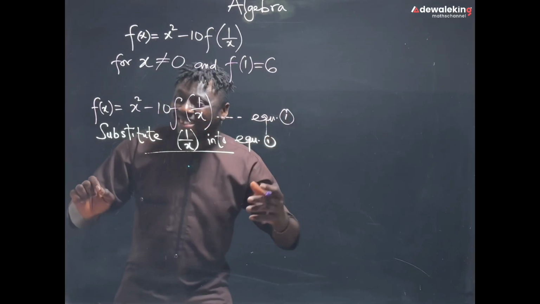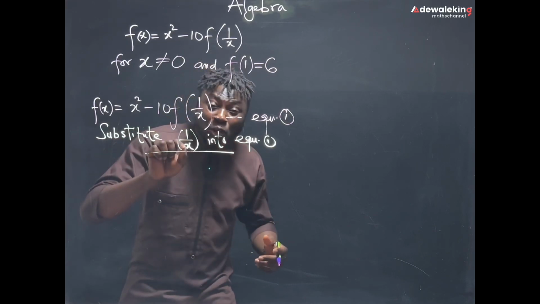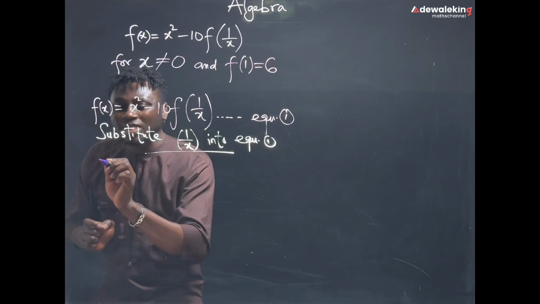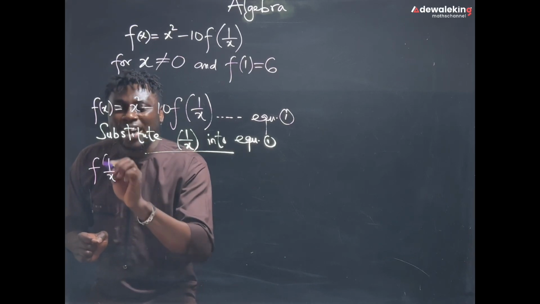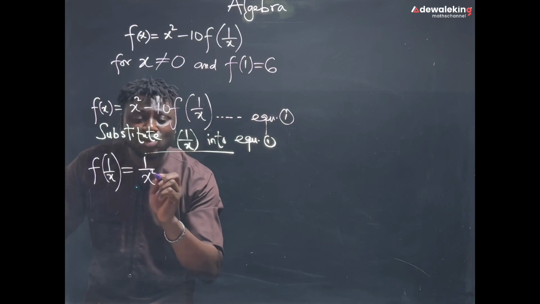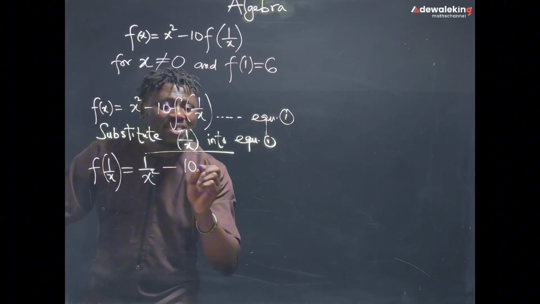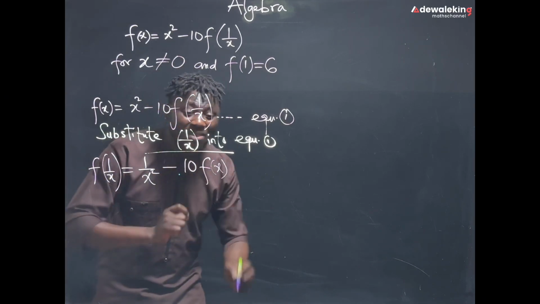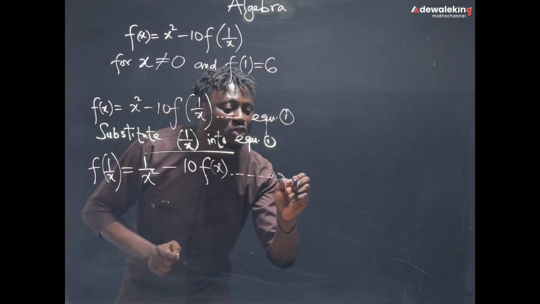The next thing is to substitute 1 over x into equation 1, and that will give us f of 1 over x, which is equal to 1 over x squared minus 10 f of x. So this gives equation 2.